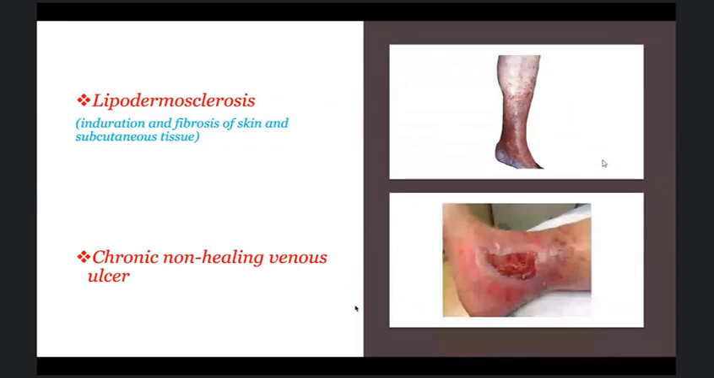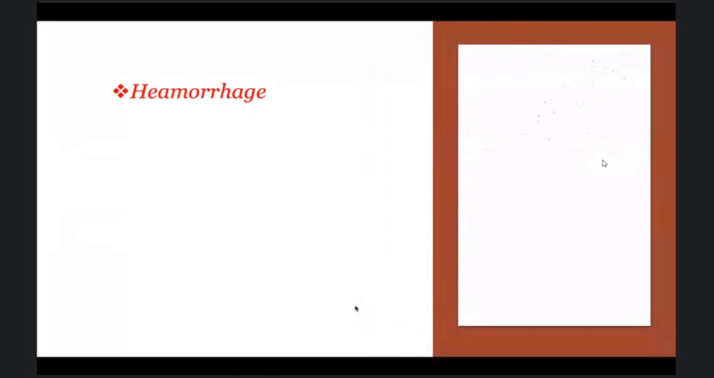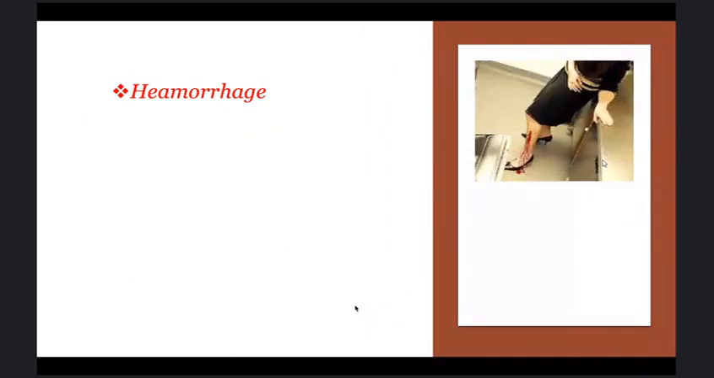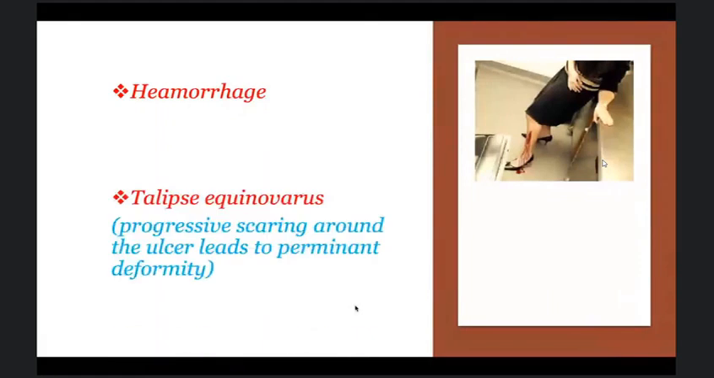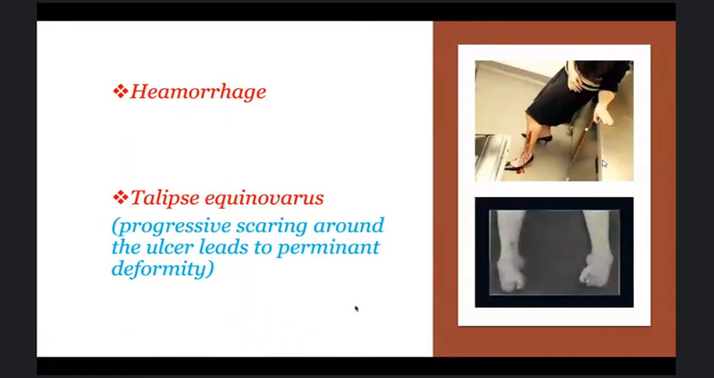Venous ulcer, hemorrhage commonly occur due to high venous pressure. Even if there's a trivial trauma to the superficial vein, it will lead to hemorrhage or bleeding from superficial varicose veins. And Marjolin's ulcer, the rare complication due to progressive scarring around the ulcer, leads to permanent deformity. It's a very, very rare complication of varicose veins.